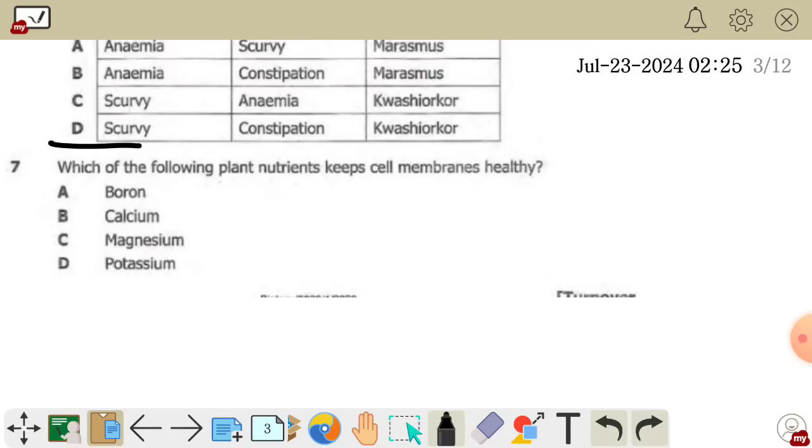Magnesium is responsible for formation of chlorophyll, and potassium for formation of roots. We need calcium in a plant, but for cell membrane, calcium is responsible. The correct answer for question 7 is B.